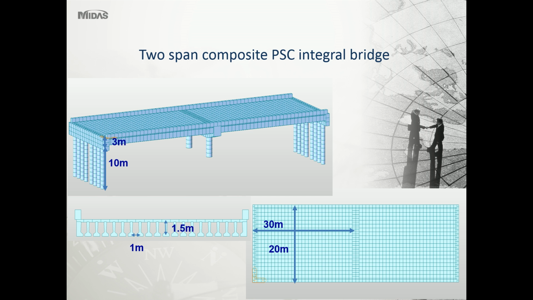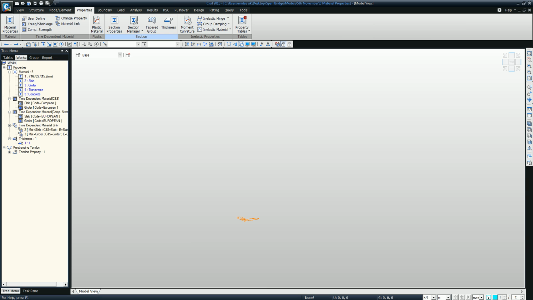So this is the model I'm going to be creating today. As you can see, it has two spans. Both spans are 30 meters long. The width is 20 meters. The center-to-center distance between the girders is 1 meter and their depth is 1.5 meters. The girders are integrally connected to the abutment. The abutments are 3 meters deep and the piles are 10 meters. Okay, so let me swap to the software now.